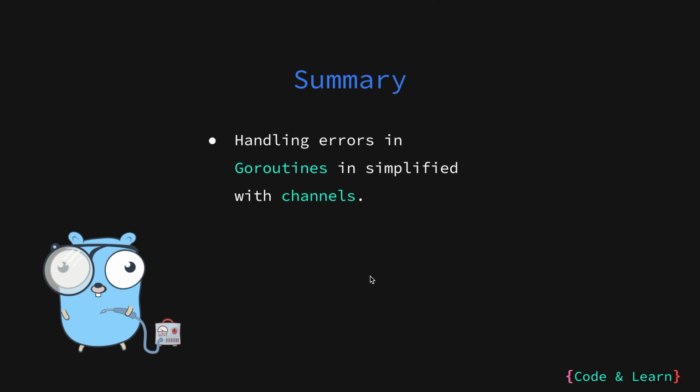So in this lesson, we learned that handling errors in Goroutines is simplified with use of channels. You can either use a struct to combine together the result of a Goroutine function and the error, or you can use separate channels for results and error.